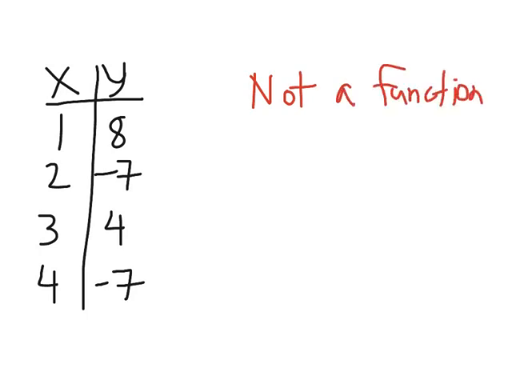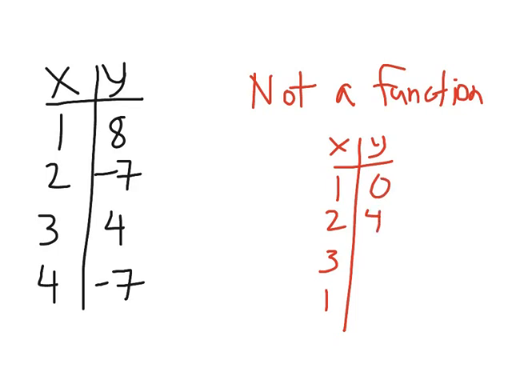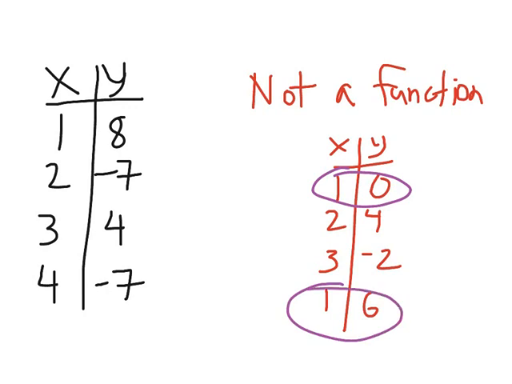Again, I'm going to build a little table here. 1, 2, 3, 1. 0, 4, -2, 6. Alright, this one is not a function. Why is this one not a function? Because x equals 1 repeats. If I give you the input x equals 1, you would have to give me two answers for the output. You would have to tell me y is 0 or y is 6.